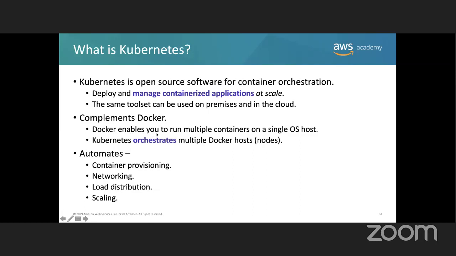Docker enables you to run multiple containers on a single operating system host, right? Kubernetes orchestrates multiple Docker host nodes. It enables you to deploy and manage containerized applications at scale, so in big amounts. With Kubernetes, you can run any type of containerized application by using the same toolset in both on-premises data centers and the cloud.